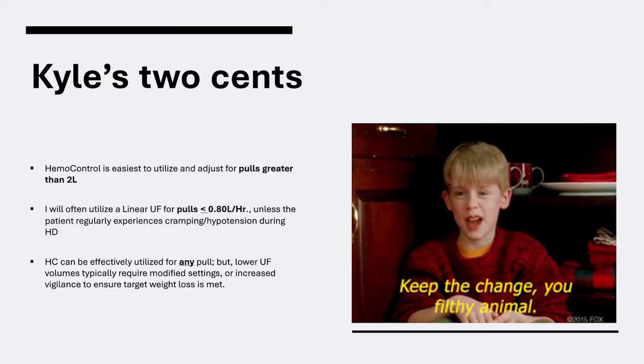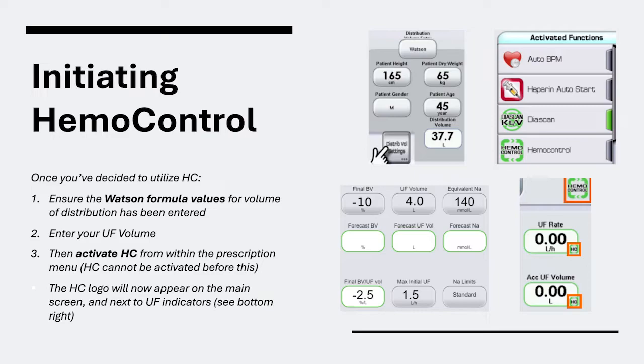That being said, HemoControl can be effectively utilized for any pull, but with lower UF volumes, I find that they typically require more modified settings or increased vigilance to ensure that your target weight loss is met. So you can utilize it for any pull, you just need to ensure that you're doing your Q30-minute checks and making adjustments as necessary.